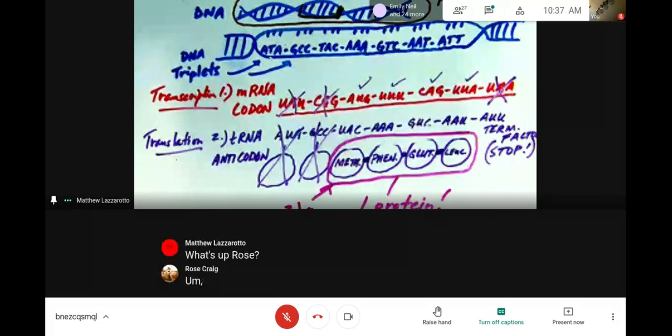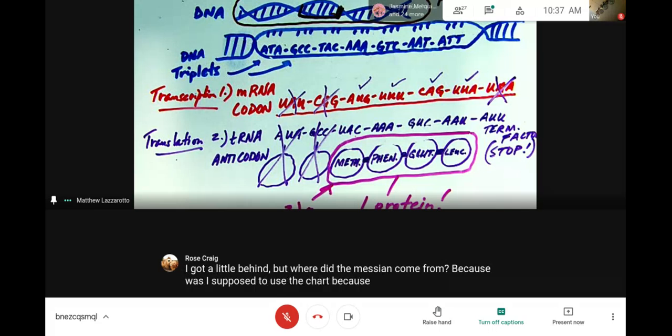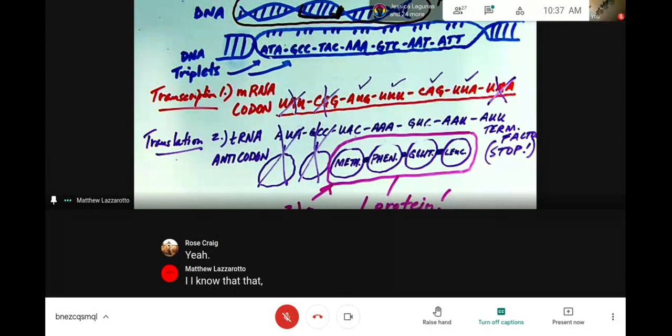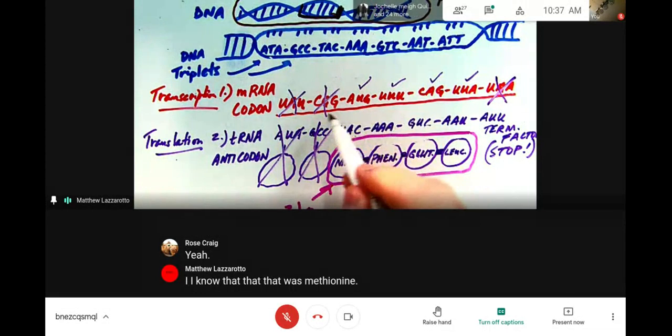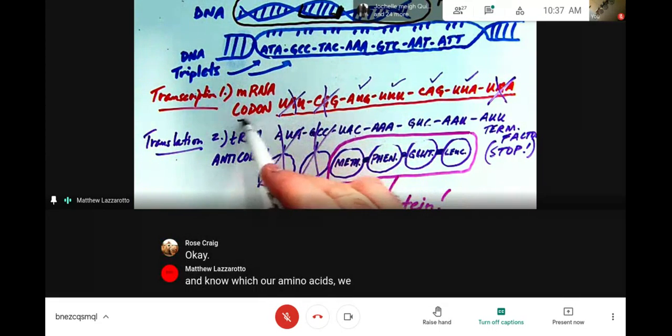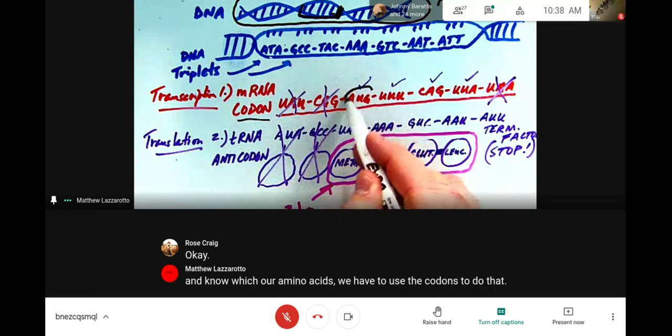I got a little behind, but where did the methionine come from? Was I supposed to use the chart? Because that's not on the chart. So how do you know that was meth? I know that was methionine because in order to read and know which are amino acids, we have to use the codons to do that.